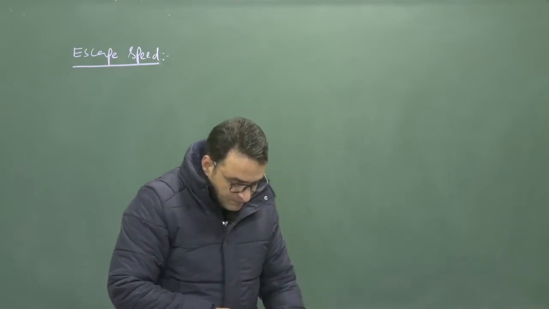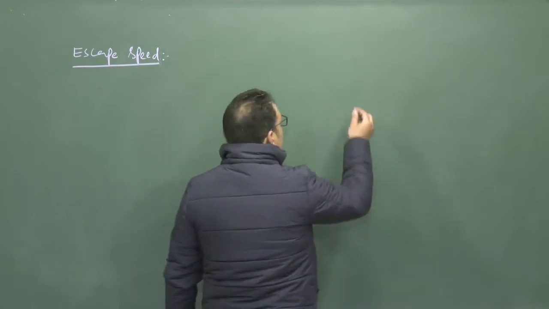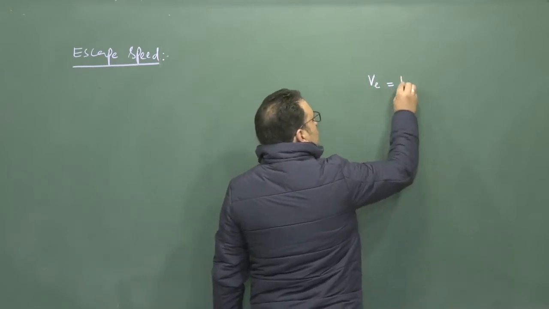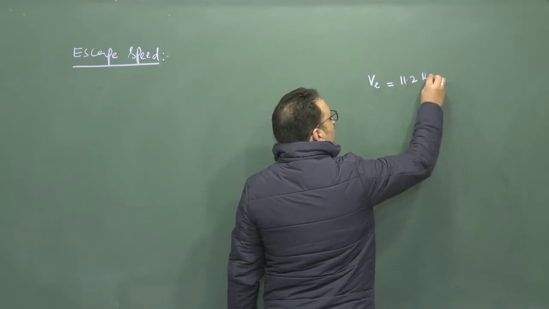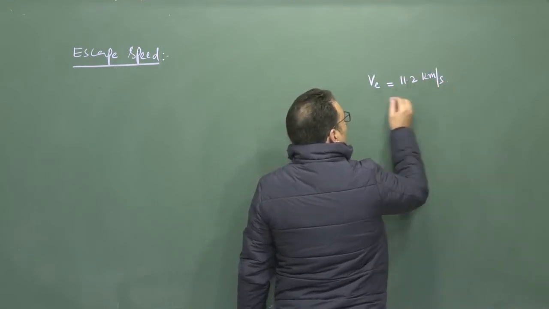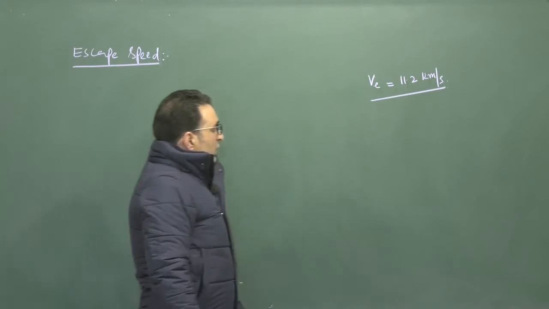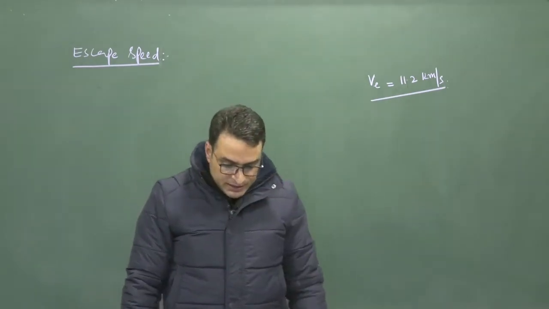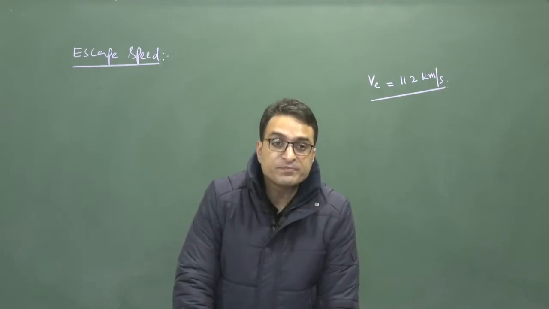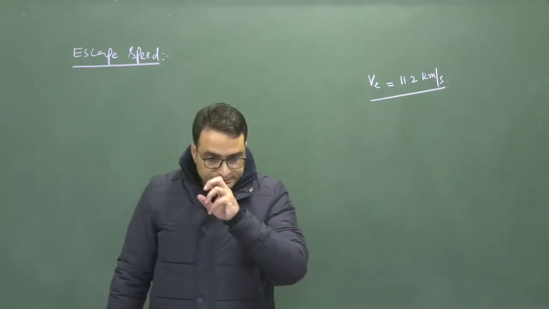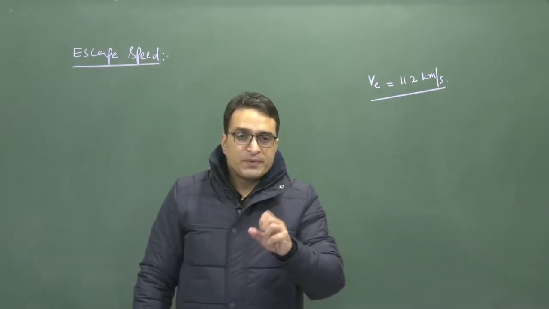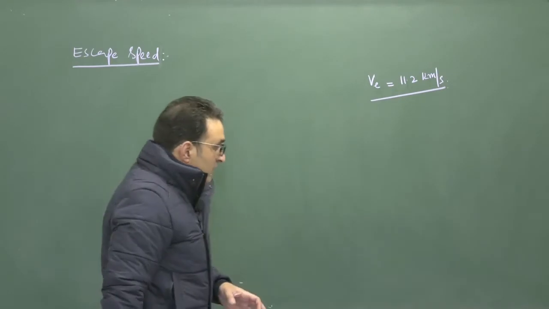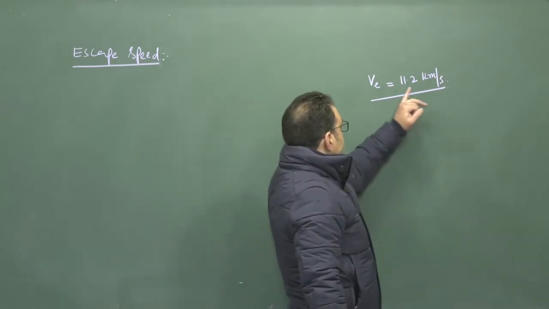Now, for Earth, the escape speed is 11.2 kilometer per second. That means if we throw an object with a speed of 11.2 kilometer per second from the Earth's surface, then the object will escape. The gravitational field of Earth has no effect on it. Now, this is the escape speed of Earth.